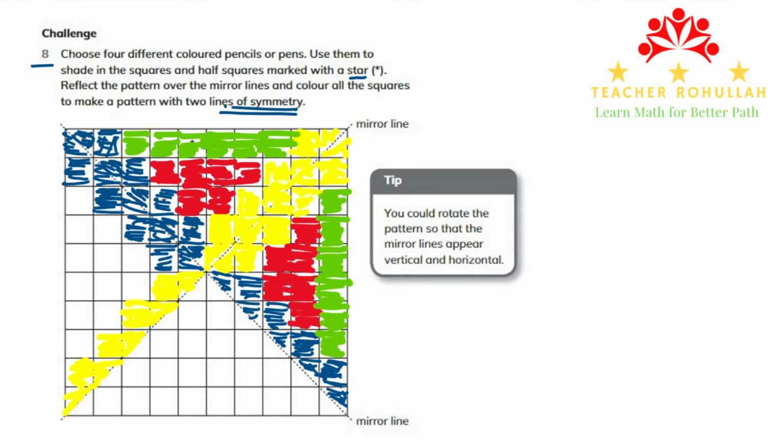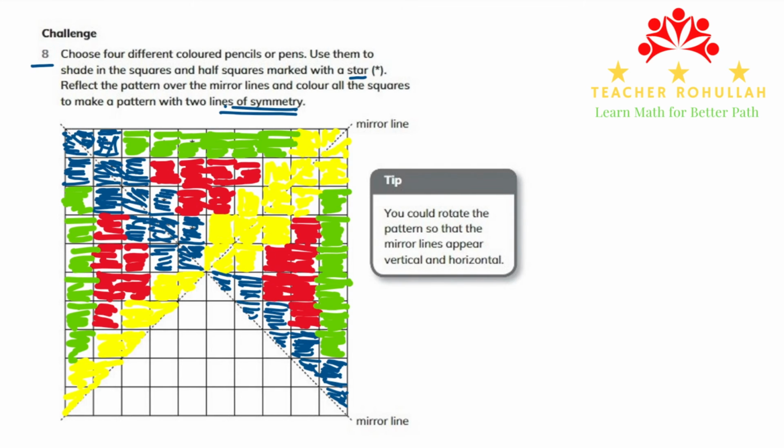Let's now shade the red one. The red one can be here, here, in these parts. Okay, we are done with the red one. Now we will shade the green one. The green one is here. This is the green one. So we are done shading three parts of the pattern, and only this part is left.